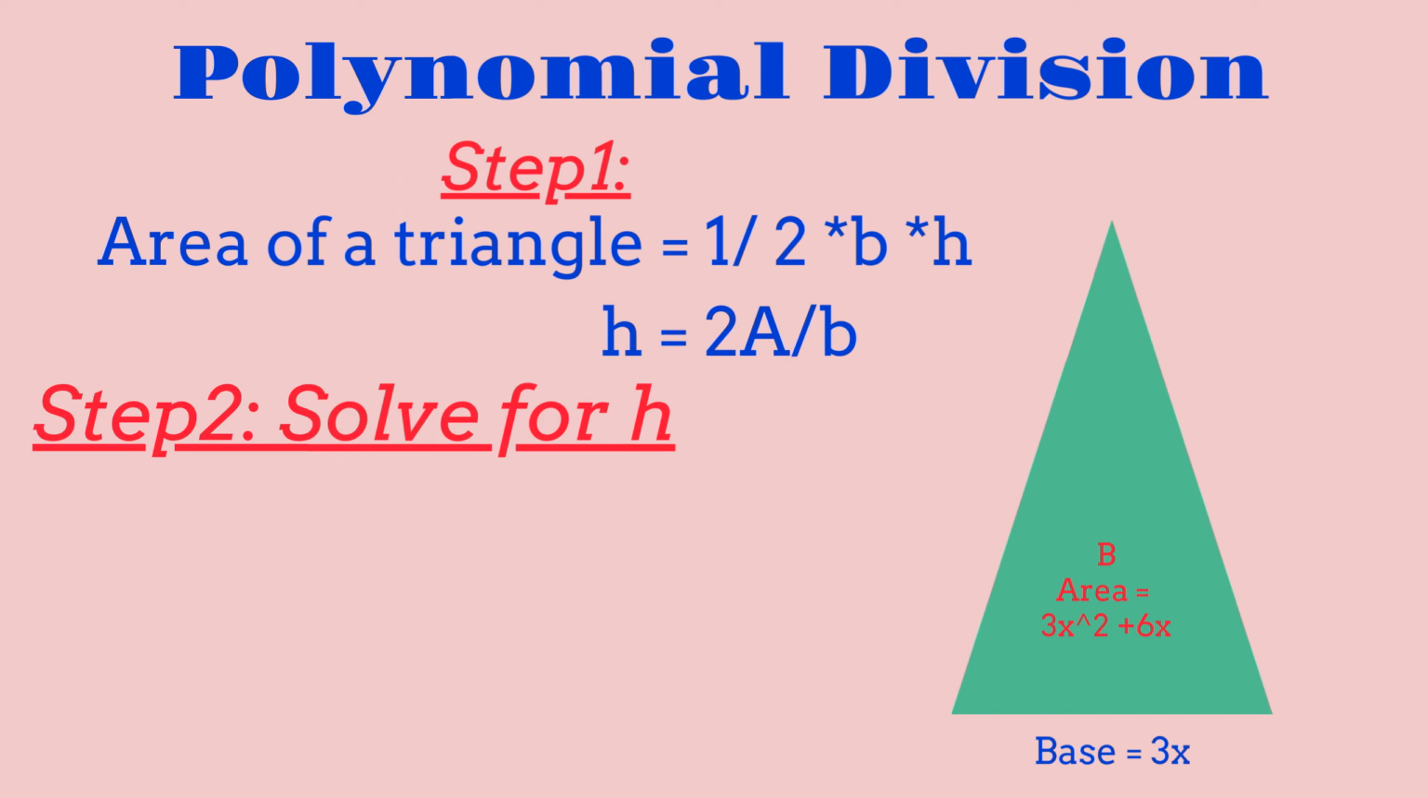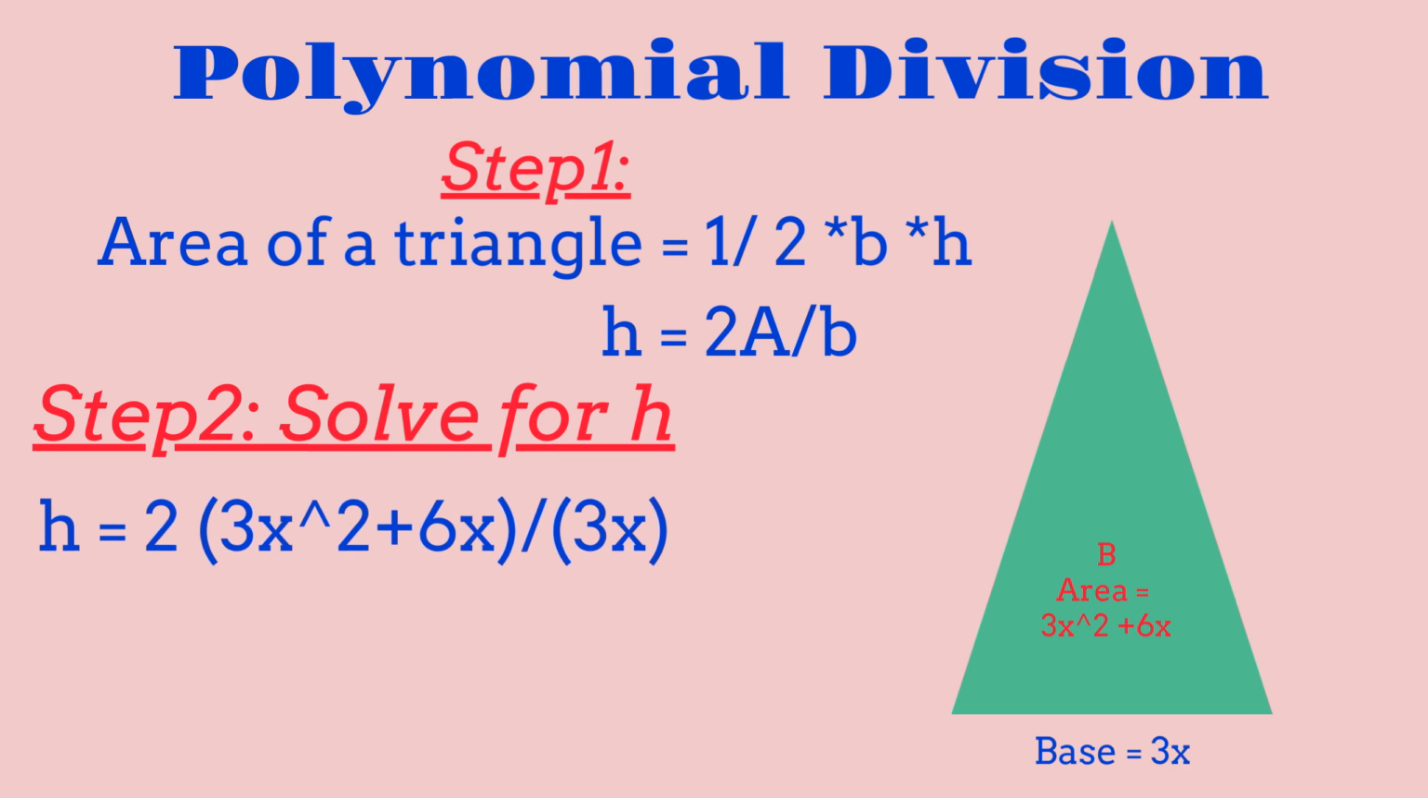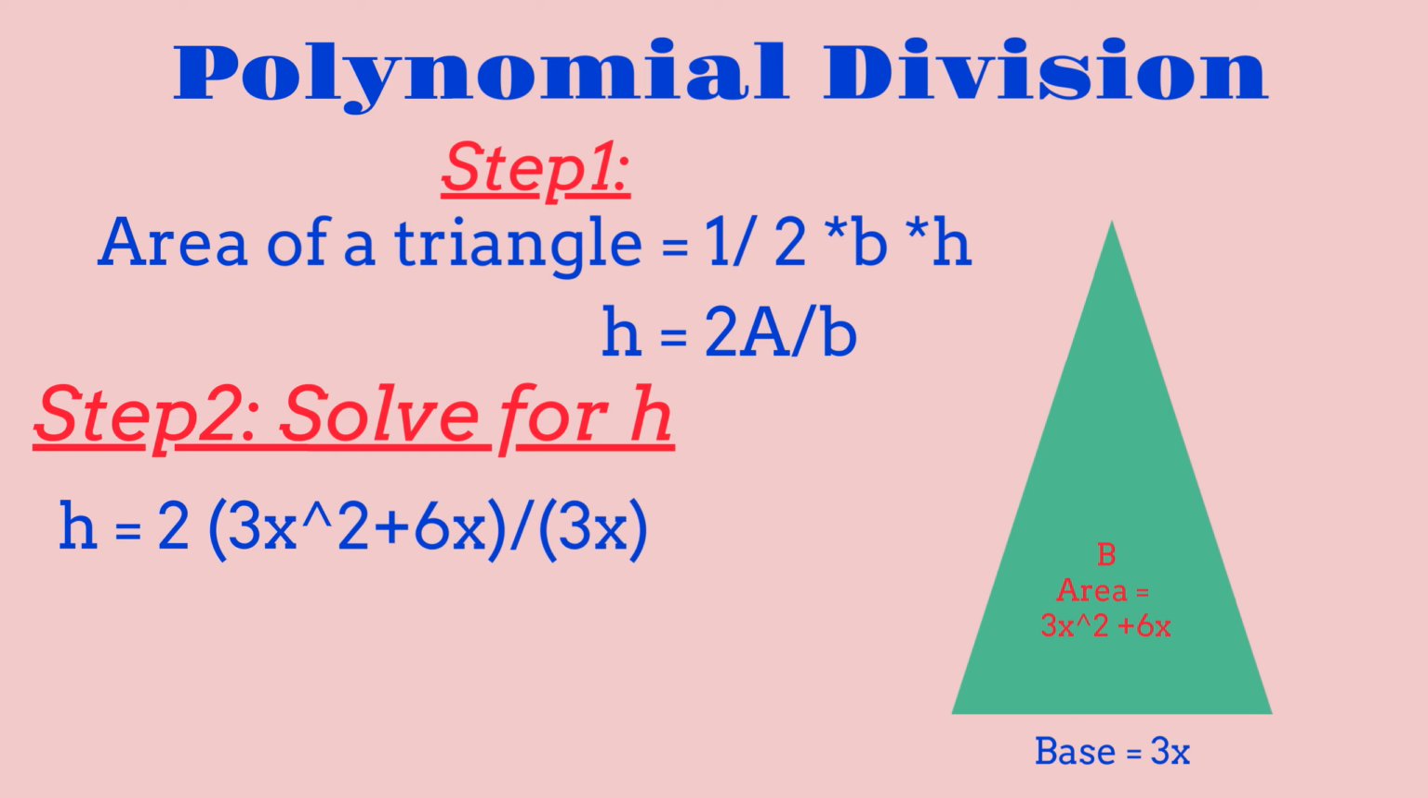Our second step is to input our values. Since we have h equals 2a over b, we already have the 2 outside of the bracket. Then we open up our bracket, and put the area inside, which is 3x squared plus 6x. Then we close off the bracket, and divide that by 3x.